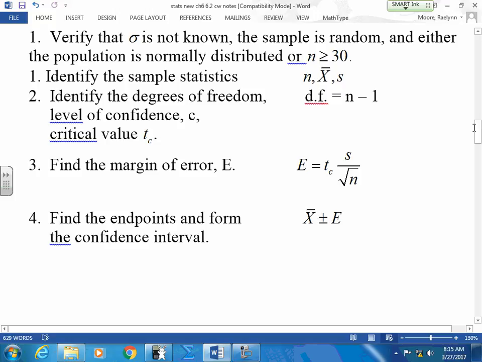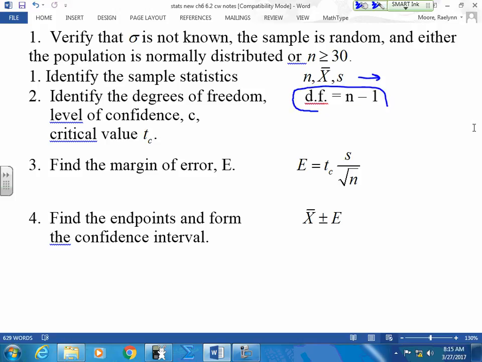Instead of verifying that your population standard deviation is known, we verify that it is not known. We still need to be told that our sample size is either greater than or equal to 30 or that our population is normally distributed. We still need to identify these pieces. The extra thing is my degrees of freedom. I have to look it up on my table, find tc from your table, table 5. Find your margin of error.